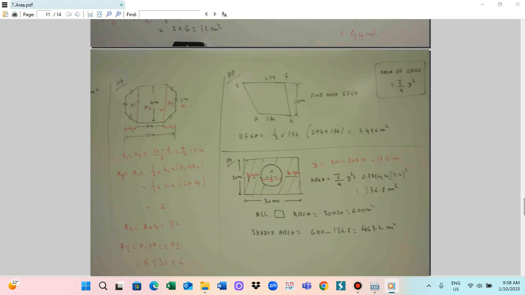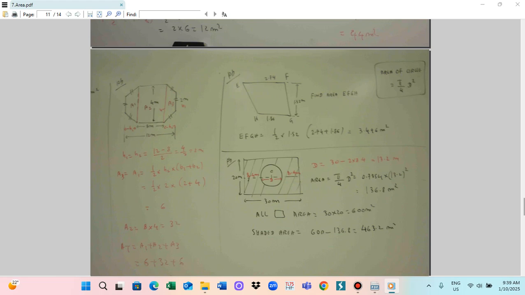Area of the circle you can calculate by the equation: area of circle is equal to pi by 4 into d square. So pi by 4 into the diameter square will be the area of the circle. Okay, now you need to calculate the shaded area. To calculate the shaded area, first find the overall rectangle area and then subtract the circle area. So to calculate the circle area, you have to calculate the circle diameter.